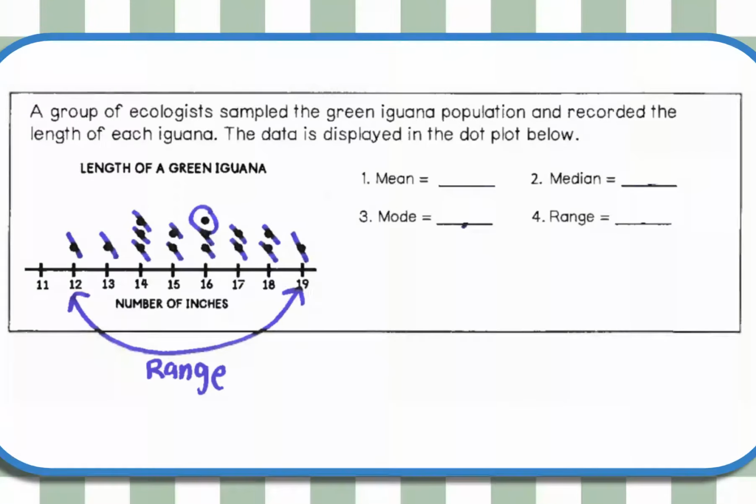All right, let's test out this example. We're going to practice finding the mean, median, mode, and range. It says a group of ecologists sampled the green iguana population and recorded the length of each iguana. The data is displayed in the dot plot below. You can see I gave you a couple of big hints here from my writing on the dot plot. But I want you to pause this video for a few minutes and see if you can find the mean, median, mode, and range. If you forget how to find any of these, you can flip back to your measures of center or measures of variability notes.